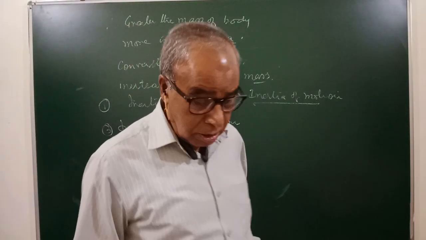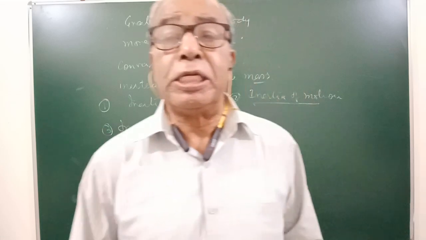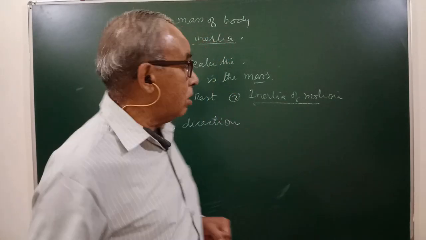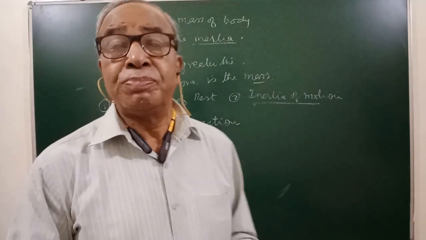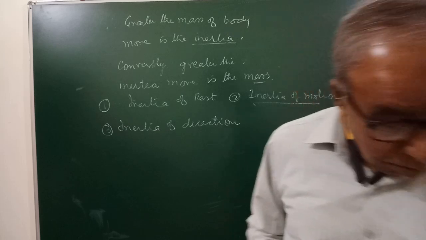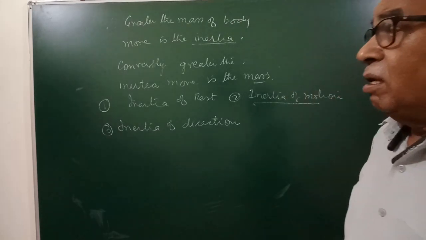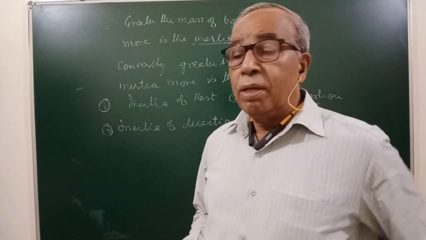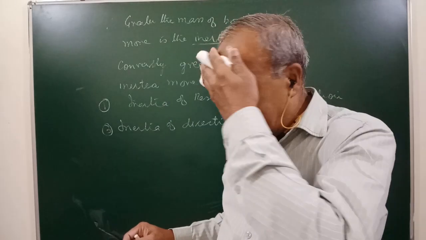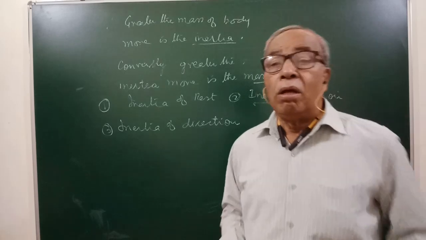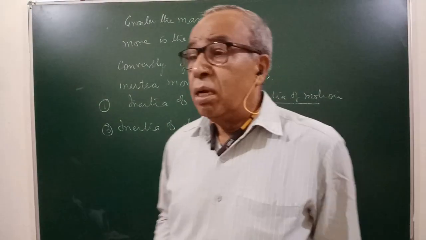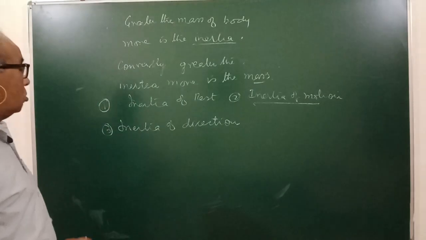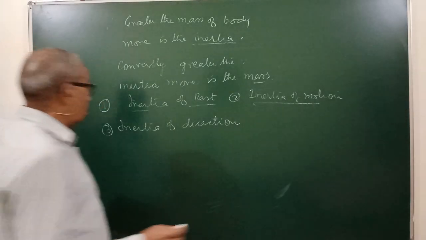Actually, motion has three parts: a body moving with constant speed in a straight line. If you want to change the magnitude of speed, then you have to apply extra effort. Even if you want to change the direction of motion, then you need to apply some extra effort, which we define here as force. So a body traveling in a straight line will continue to travel straight if no external effort is applied. For example, when you are cycling and you want to take a turn, you need some force, otherwise you will not be able to take the turn. So inertia of rest, inertia of motion, and inertia of direction.